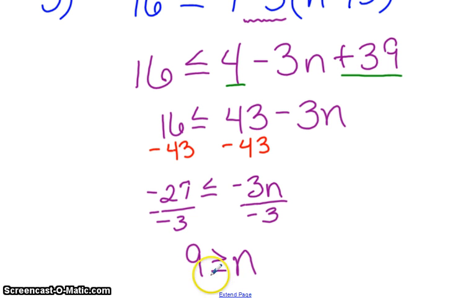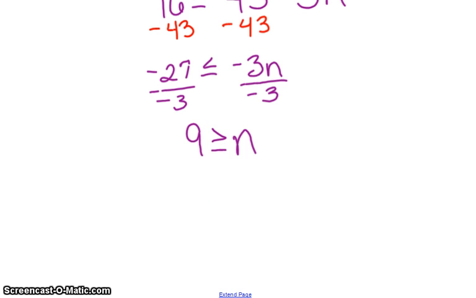And here's where I have trouble graphing. That says 9 is greater than or equal to n. That means 9 is bigger than or equal to any of my answers. If I flip this around, it's the same thing as saying that my answer has to be less than or equal to 9. Now both of those are correct. One of them is easier to graph than the other. I guess it depends on the person.